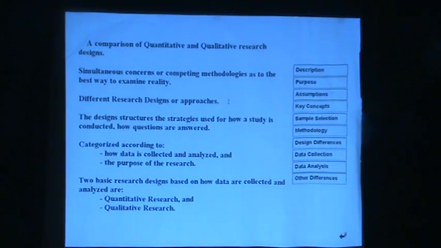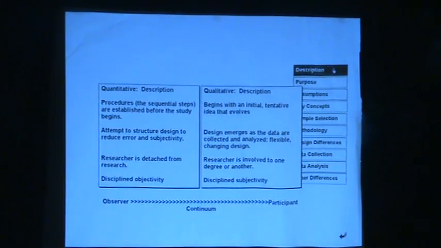The design structures the strategy used for how a study is conducted. So a particular research design will dictate whether it will be quantitative or qualitative analysis. And they are generally categorized according to how data is collected and analyzed and the purpose of the research. So let's take a look. We're going to compare quantitative and qualitative. Let's take a look at a description of both of them.